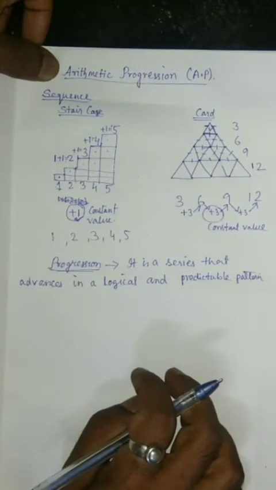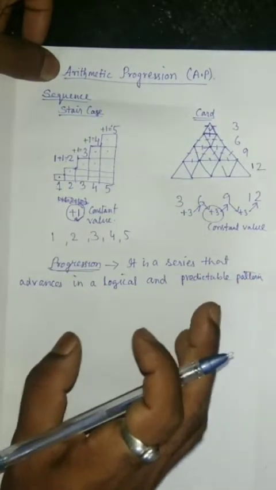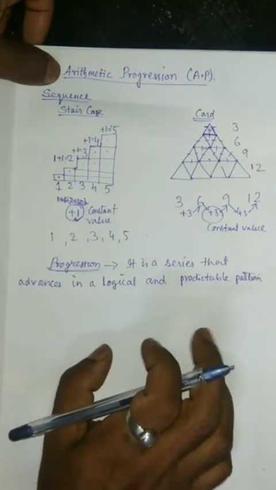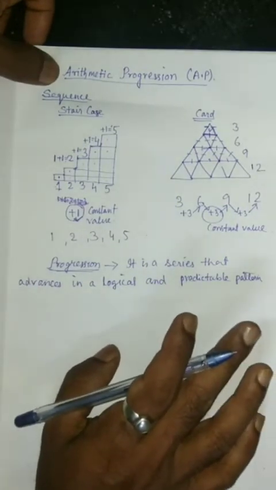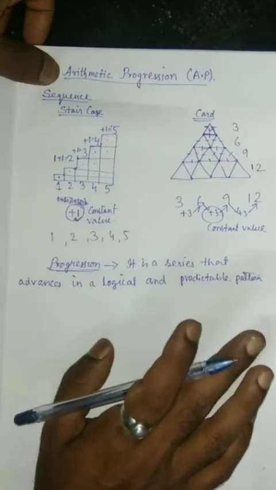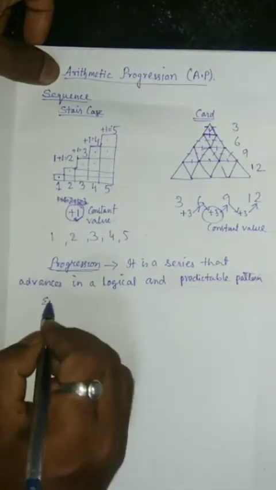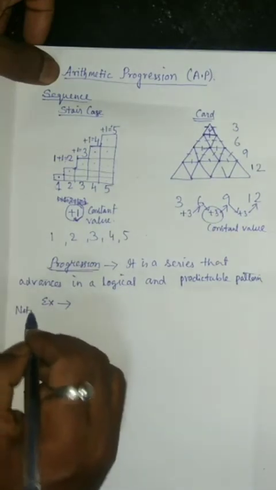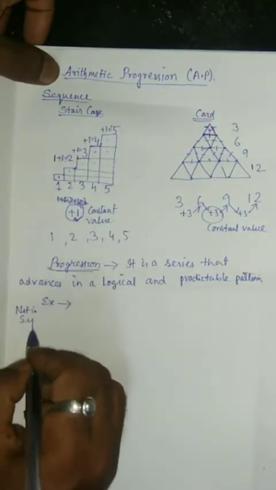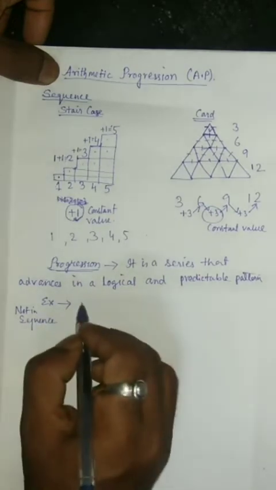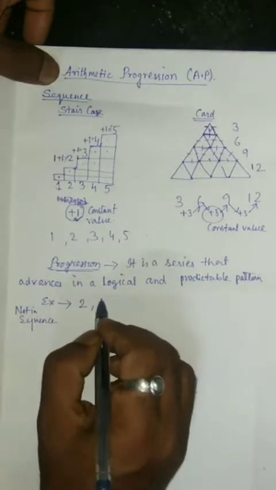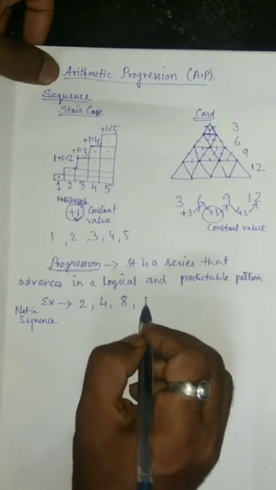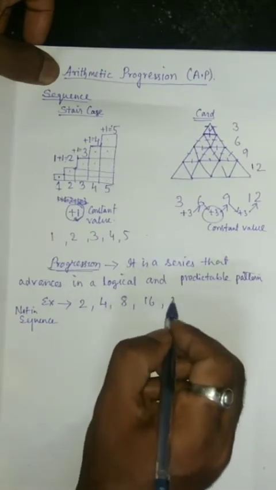Okay student, means it has some particular pattern to follow. If it does not follow any particular pattern, then it is not a sequence. So I am showing another example which is not a sequence. Suppose this is not in sequence. Suppose if I write 2, 4, 8, 16, 32.